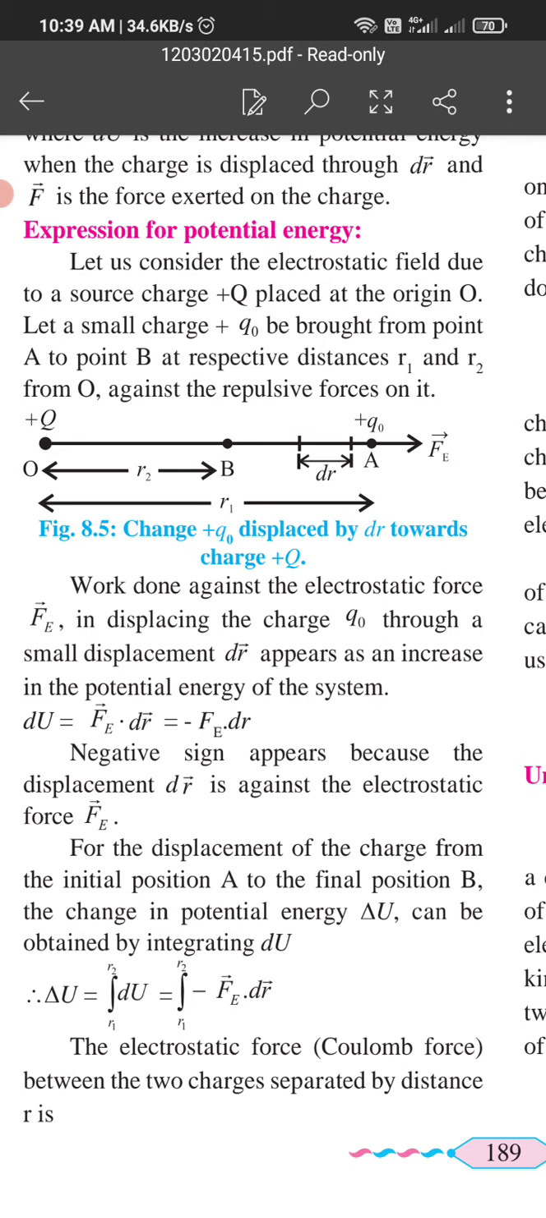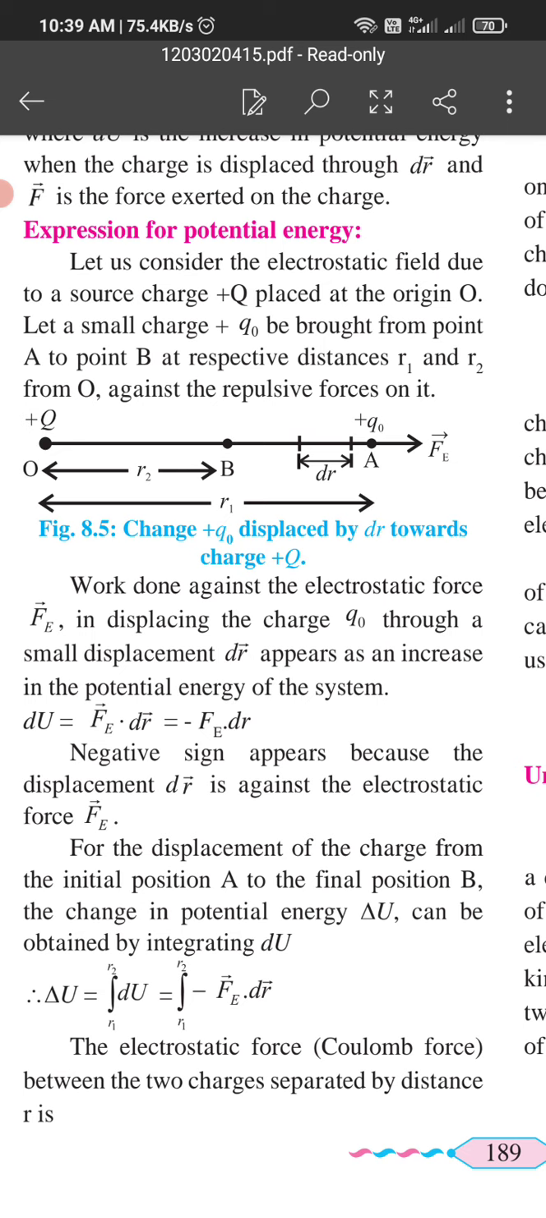So here see the figure, that is 8.5. Here two electrostatic fields. Due to the source we have plus Q charge placed at origin O and plus Q naught charge, that is the small charge, between the point A and B.